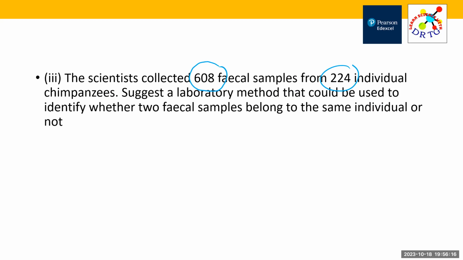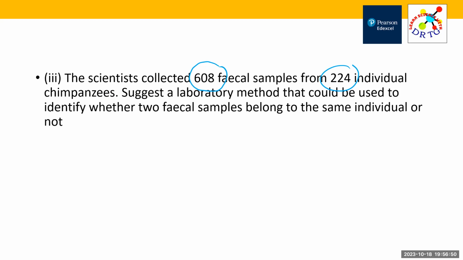Because if they take these 6 or 8 samples and perform gel electrophoresis, and the banding patterns are the same, then they place them as one individual. And they have seen only 224 different banding patterns. The rest of them match existing ones, like a replica. So it's a replication of an existing pattern. So the method is gel electrophoresis.